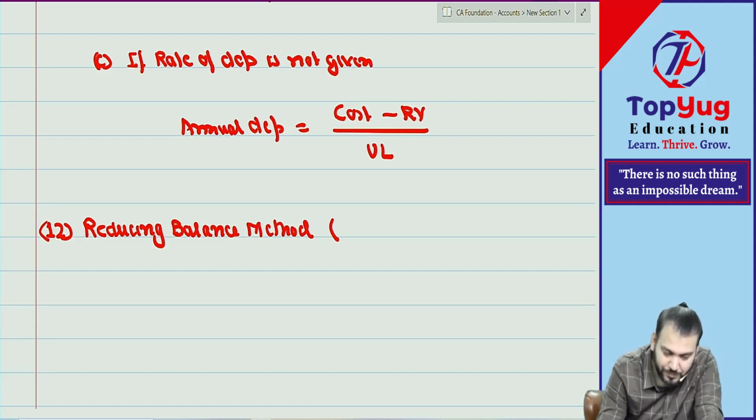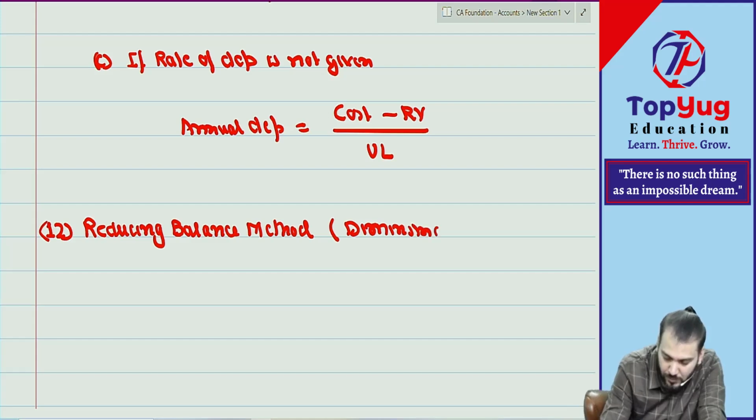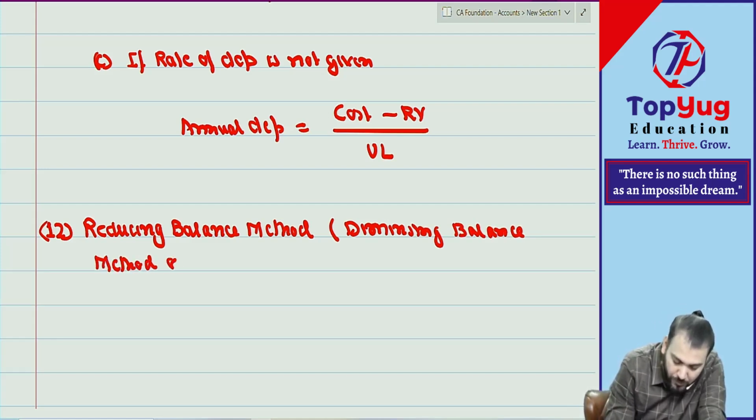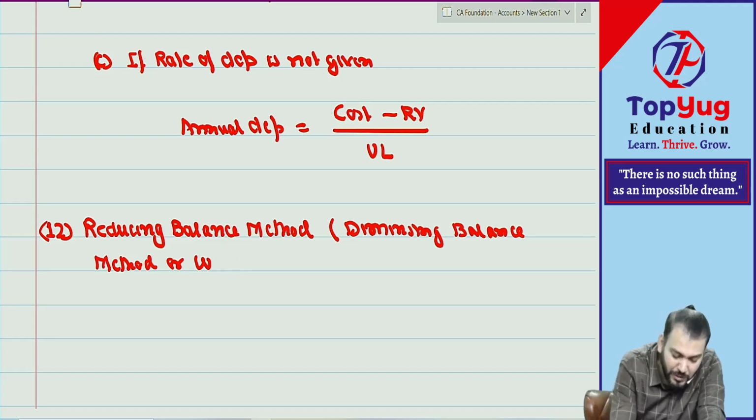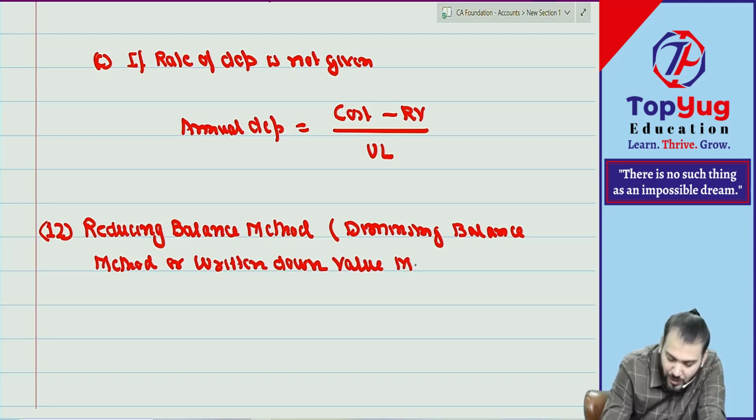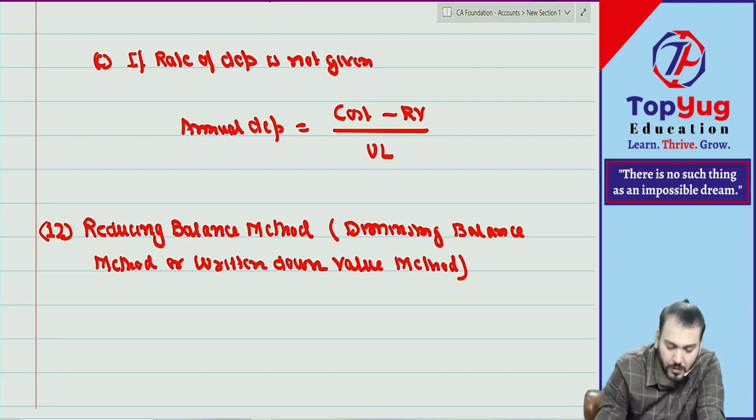Also known as what? Diminishing balance method, or written down value method, WDV. We call it what? Written down value method. But all are the same.